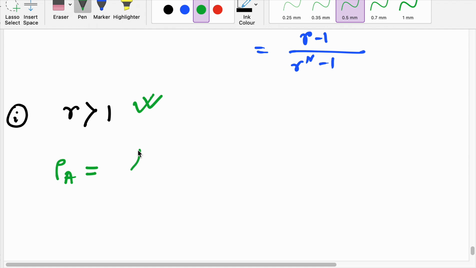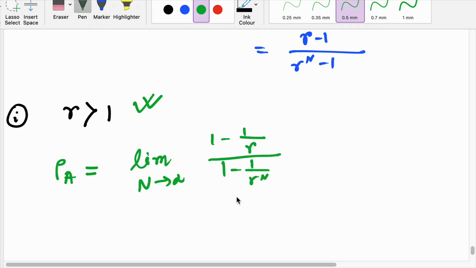So, limit n tends to infinity of (1 minus 1 by r) over (1 minus 1 by r to the power n). Since n tends to infinity and r is greater than 1, 1 by r to the power n goes to 0. That means this limit will give you 1 minus 1 by r.